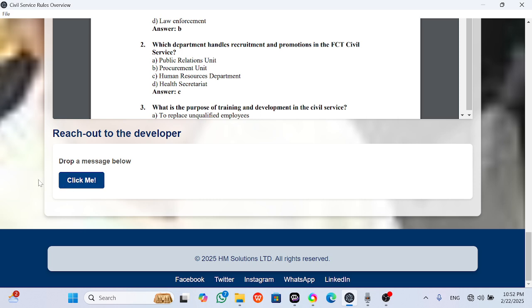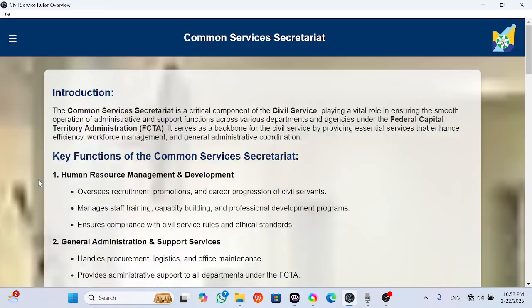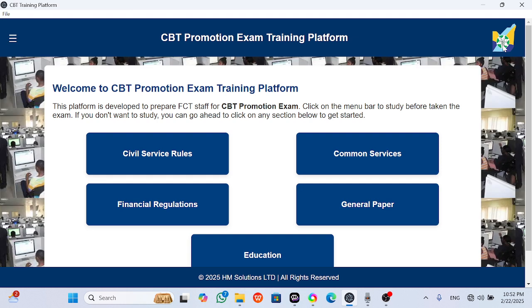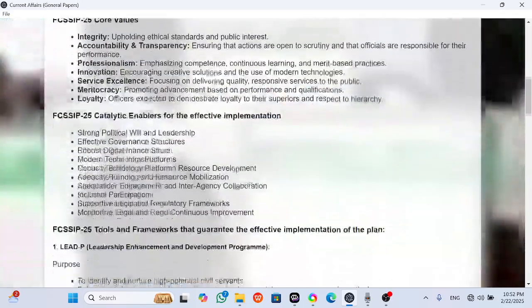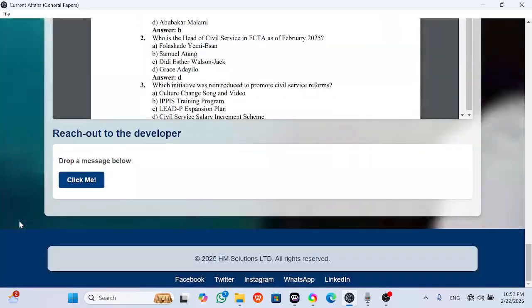It will redirect you to my WhatsApp page, and you can ask your question or send me a direct message. All the other ones are like this. Okay, let me go back to the menu again. When you click on this, it will take you back to the menu. You take another one, for example, general papers. You read. We have an embedded PDF here that you can use to study more questions.